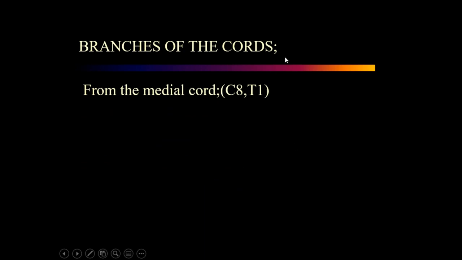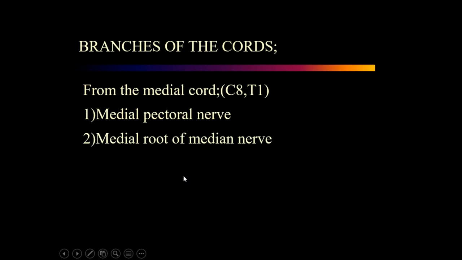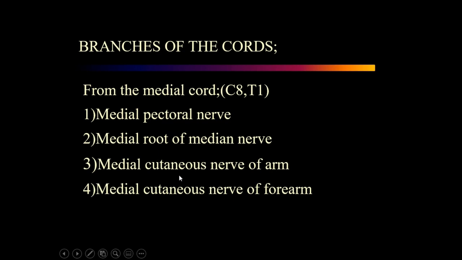Branches from the medial cord, its root value will be C8 and T1. 5 branches: medial pectoral nerve, medial root of median nerve, two cutaneous nerves, medial cutaneous nerve of arm and medial cutaneous nerve of forearm, and ulnar nerve.